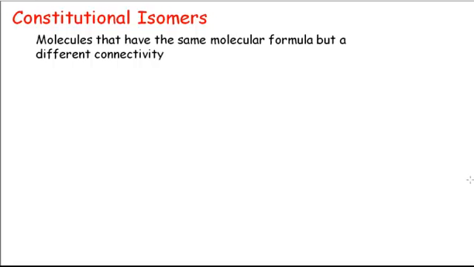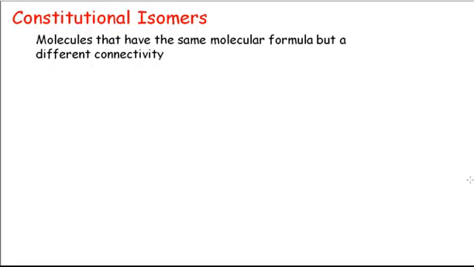In this video, I want to introduce you to constitutional isomers. During the course, you are going to encounter a couple of different types of isomerism, and they fall into two groups. They fall into either constitutional or geometric. We'll talk about geometric isomers a little bit later on in the semester. Today we're just going to cover constitutional isomers. So, what are constitutional isomers?